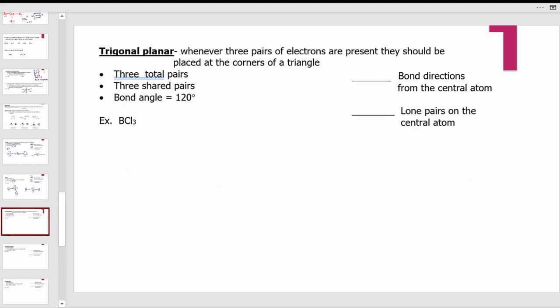So, let's try trigonal planar. We have boron. Boron is on the cheaters list. Boron does not go for 8. How many does boron go for? 6. So we put boron in the middle. It has 3. It makes a bond to each of these chlorines.